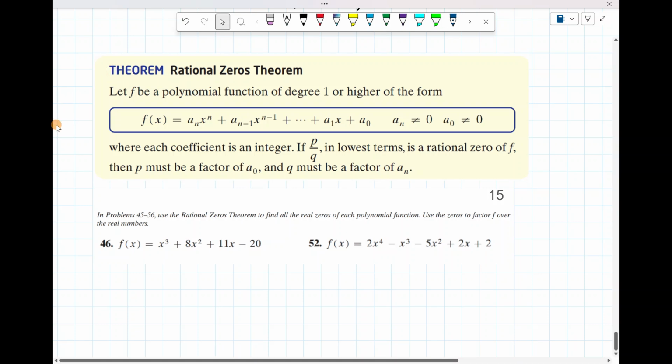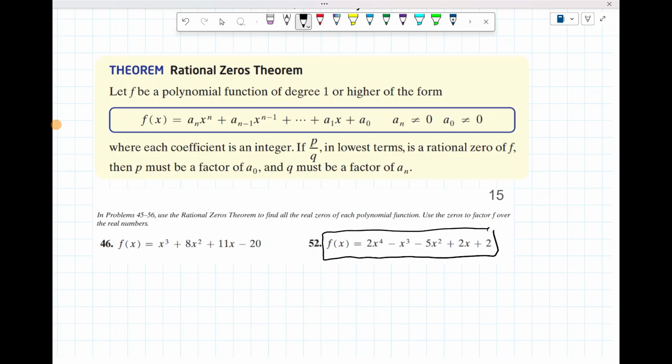In this video, we are going to find all the real zeros of this polynomial function. F of x equals 2x to the fourth minus x to the third minus 5x squared plus 2x plus 2. And in particular, the way we are going to do this is we are going to use the Rational Zeros Theorem to try to find all the possible rational zeros of this function. And then we're just going to use synthetic division to try these different zeros until we find one that works.